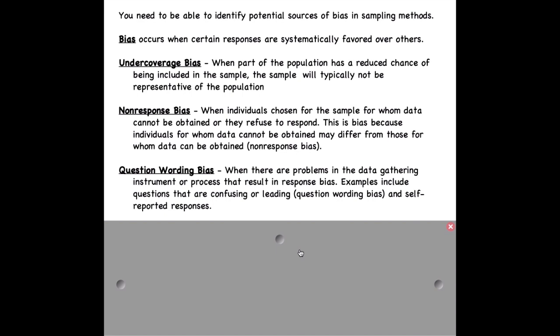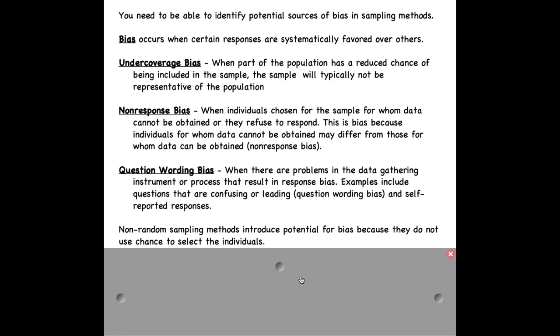Question wording bias also comes into people self-reporting their responses. If a police officer is asking you a question, people change their answer because of who they're responding to and they don't want to admit that they did something wrong to a police officer. That all gets lumped in under question wording bias.